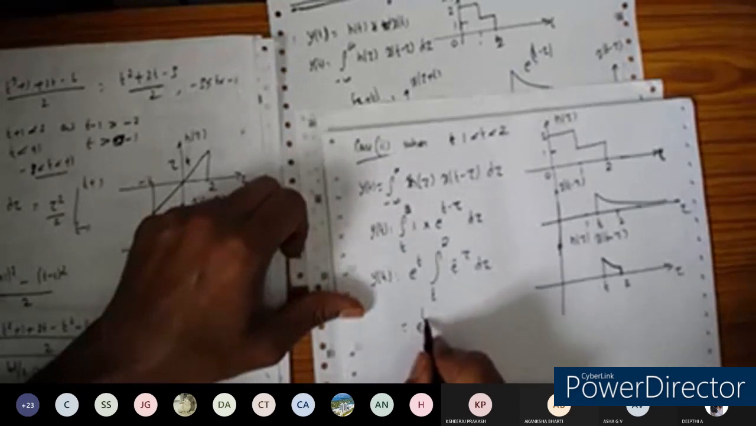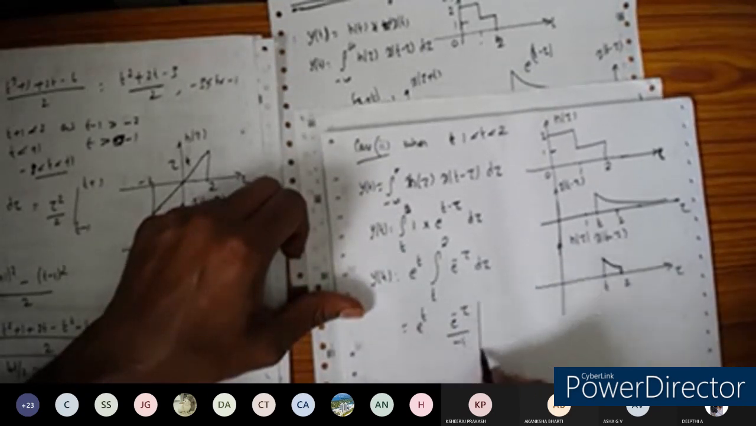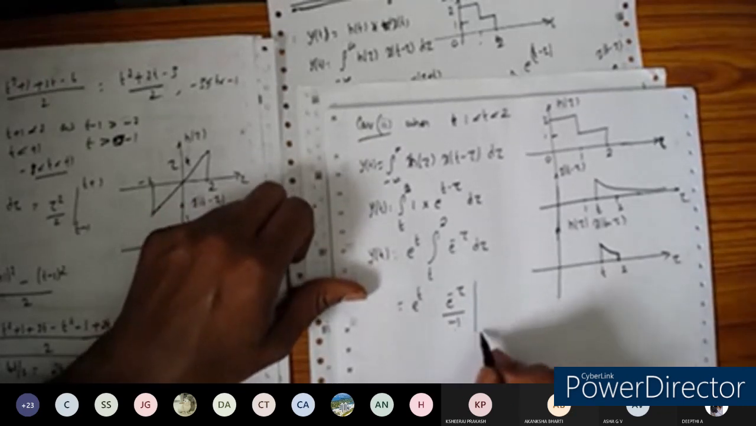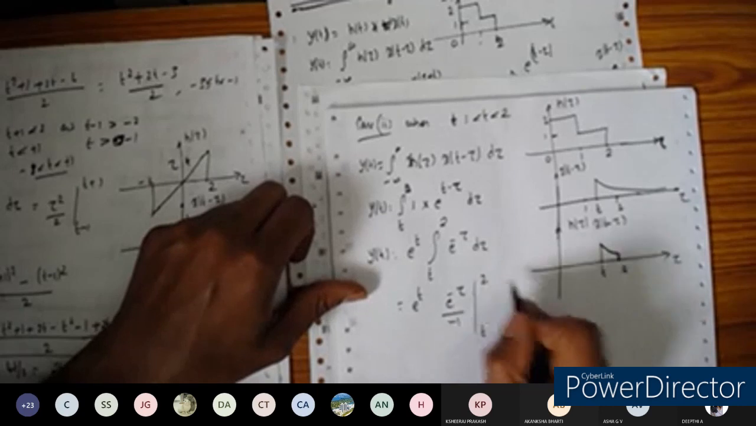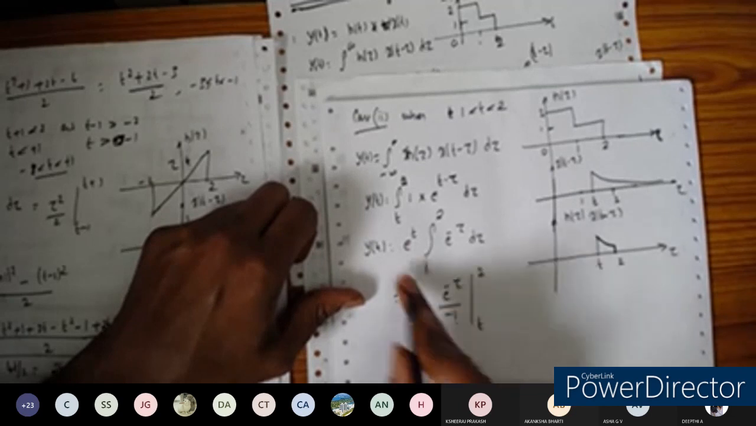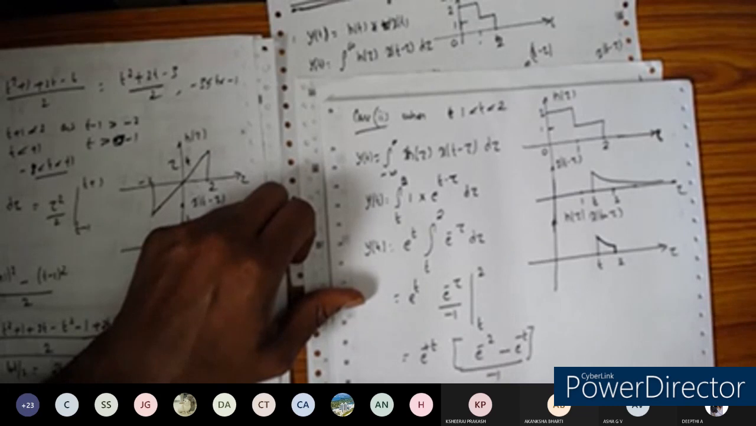So let us integrate. e to the power of t times e to the power of minus tau divided by minus 1. The integration of e to the power of ax is e to the power of ax by a, so the value of a is minus 1 here. Apply the limits. So this will become e to the power of t into the upper limit e to the power of minus 2 minus e to the power of minus t, divided by minus 1.